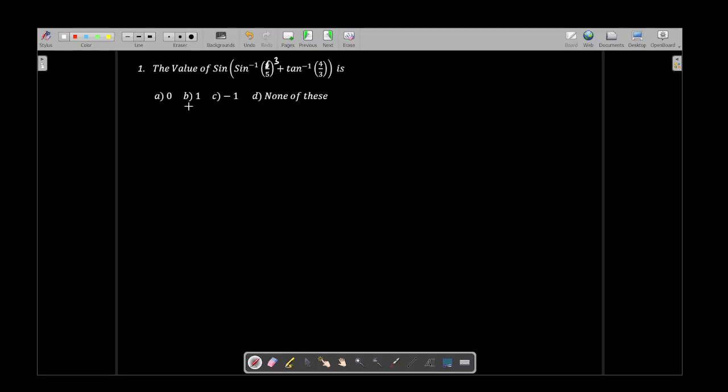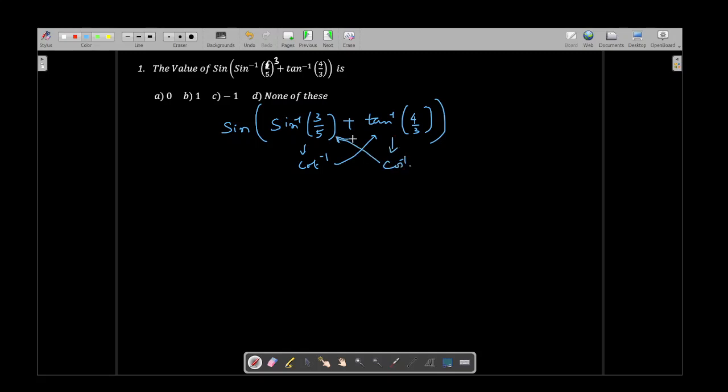Here we have to find sine of sine inverse of 3 by 5 plus tan inverse of 4 by 3. So we can convert this to cot inverse, so I can combine cot inverse and tan inverse, or I can convert this to cos inverse, and then I can combine sine inverse with cos inverse. So either way it works. So let me convert tan inverse into cos inverse.